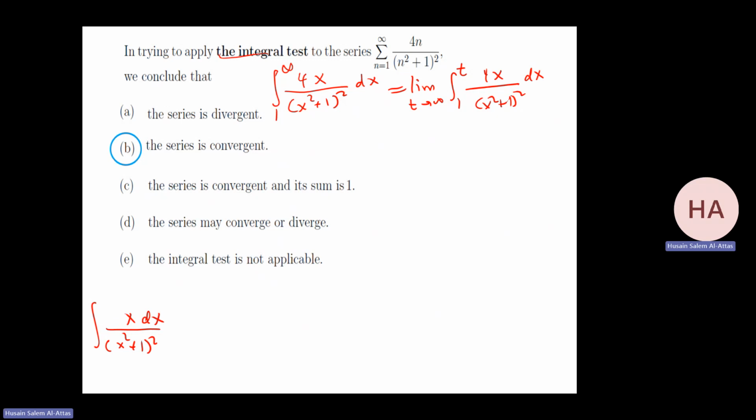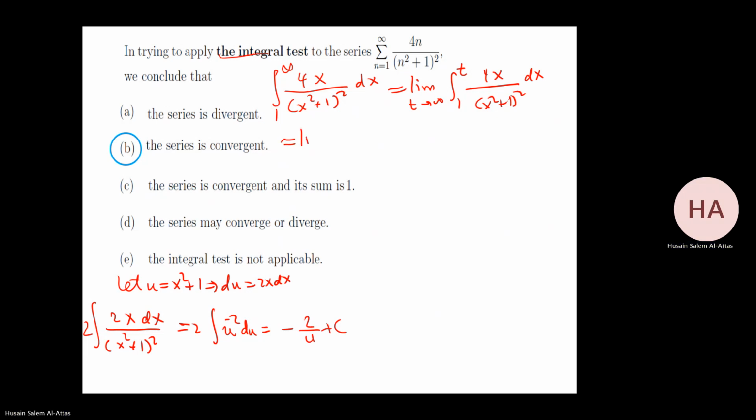This 4, I'll make it 2. I let u equal x squared plus 1, so du equals x dx. That will be 2 du over u squared, which is u to the power minus 2 du, to save time, which is minus 2 over u plus c.